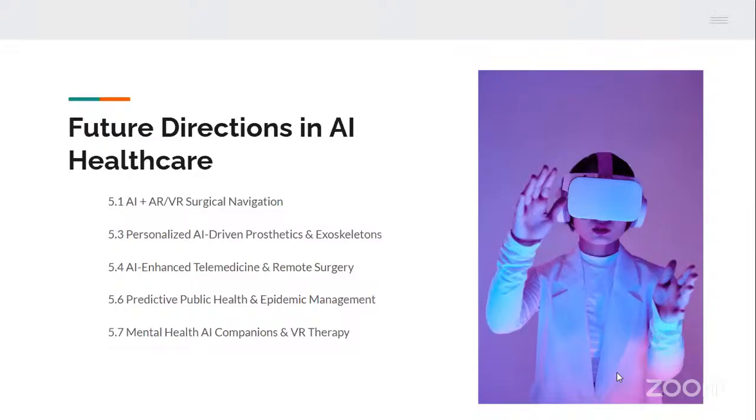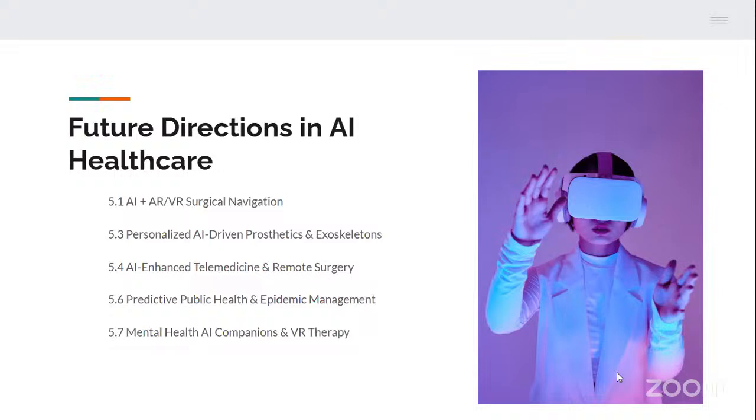Predictive public health and epidemic management. As you know, COVID came 4 or 5 years ago, and it still gave a huge shock to the 21st century. How are we ready for the next epidemic, how can we stop it, and how will it work? The last point is mental health and AI. A human can undergo trauma or mental health issues which can't be explained in detail to every human. This kind of thing can be helped with AI as a companion.